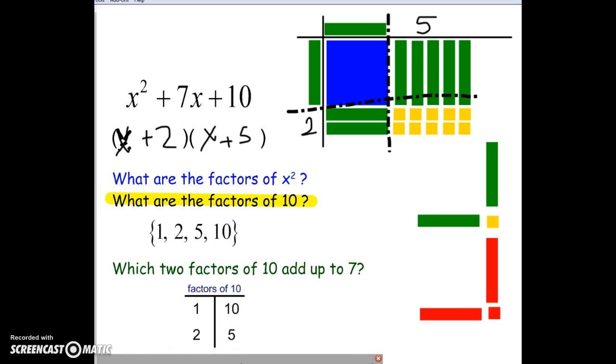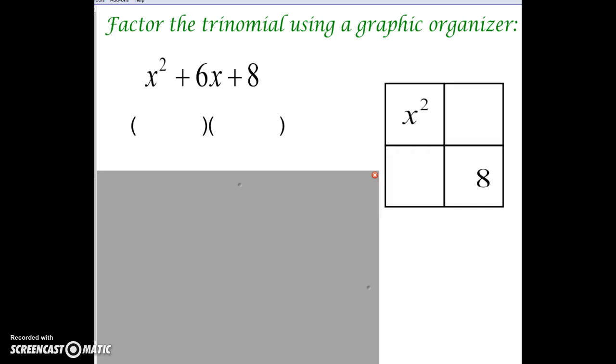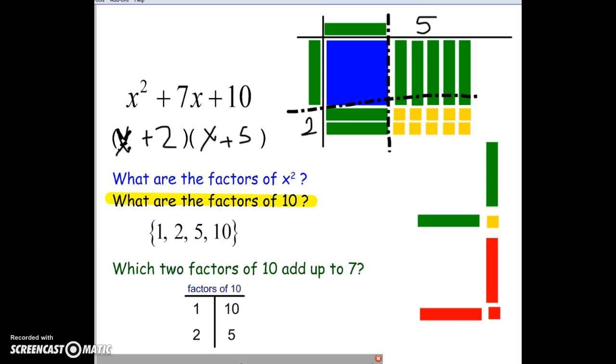Okay, so the tiles make this process so much easier. However, when we leave our tiles and we have to factor it with just our box method, we have to think a little bit more. So we set up our box, and right now we know that x squared has to go here and 8 has to go here. So I'm going to go back to one of our boxes.